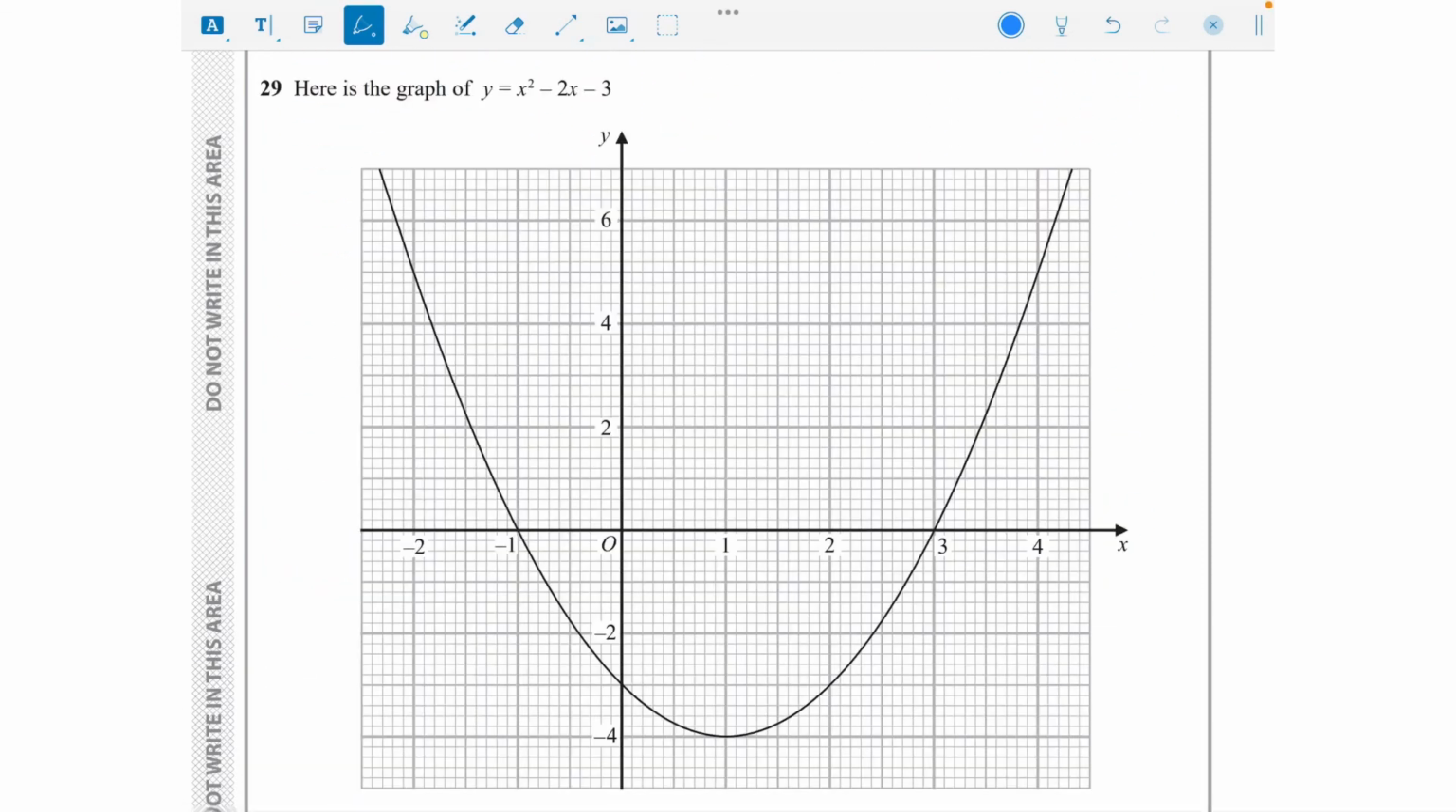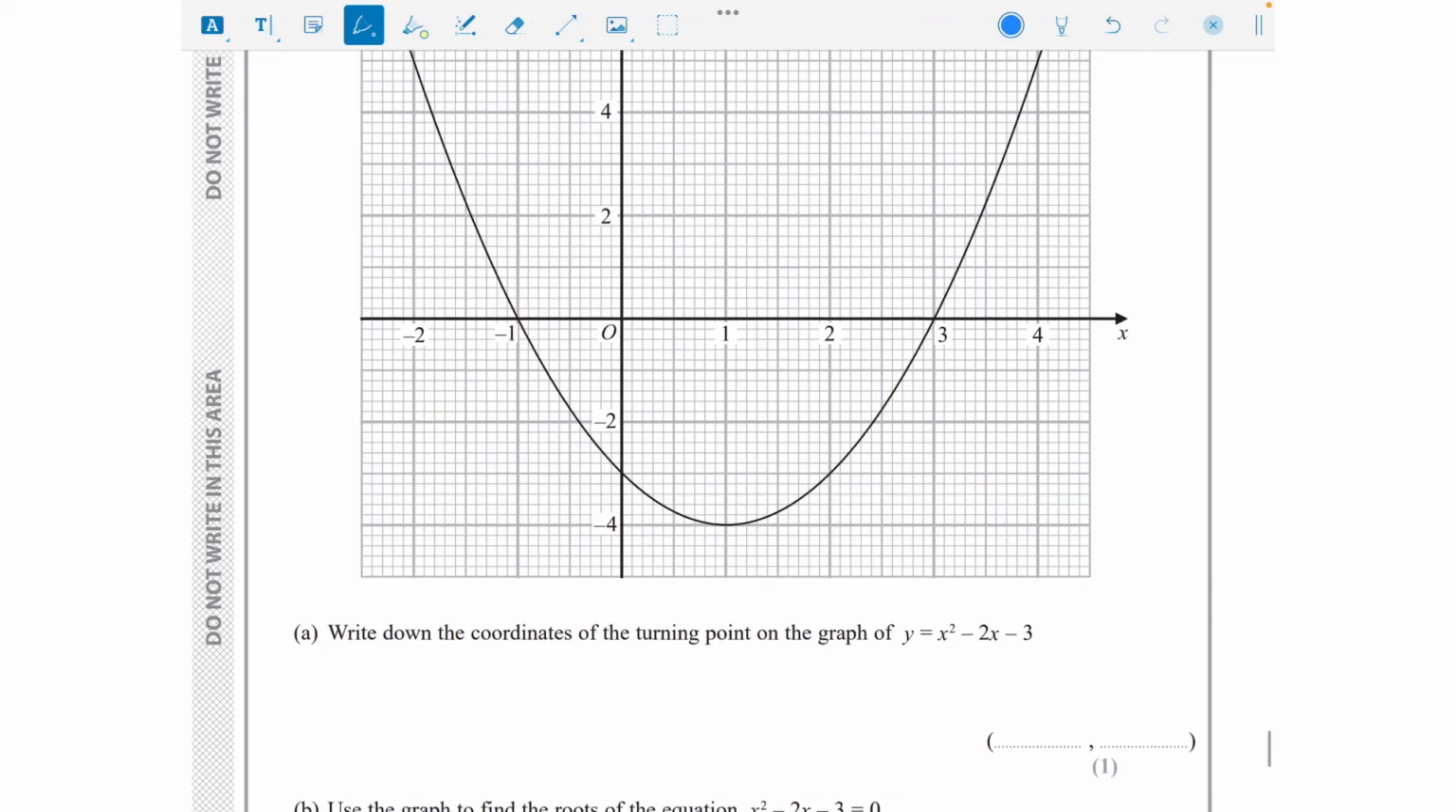Here is the graph of y equals x squared minus 2x minus 3. So the x squared tells us that this is a quadratic, and that means it makes this parabola shape, this U shape. Sometimes it's this way, sometimes it's this way. It depends if the x squared has a positive or a negative in front of it, but because it's positive in this case, it's going to be a smiley face this way up. So we've got that on the graph.